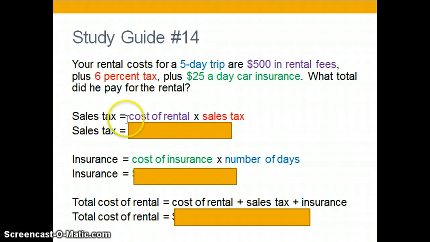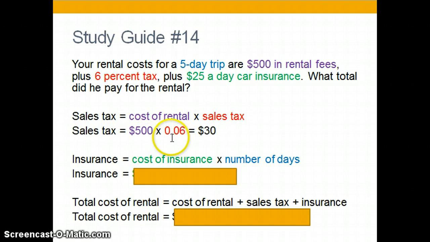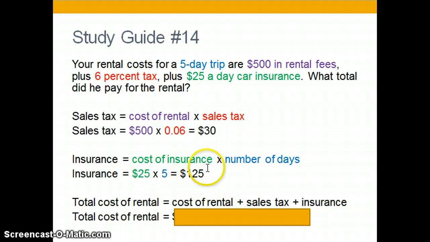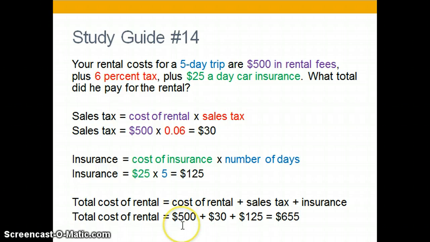Okay, so your sales tax is the cost of your rental, $500, times the sales tax, 6%. So you should have 500 times 0.06 is equal to $30. Your insurance is the cost of your insurance times the number of days. $25 a day times 5 days is $125. Total cost of the rental, you have to go back and grab your original cost, $500, and then add on the two amounts that you just found, plus $30 plus $125 is equal to $655.